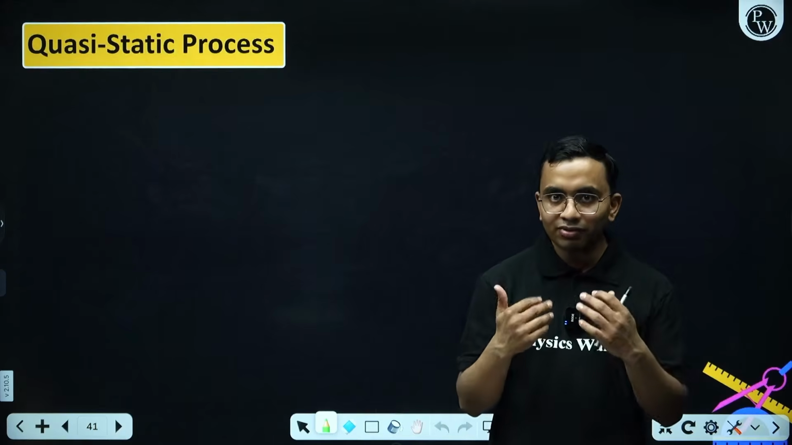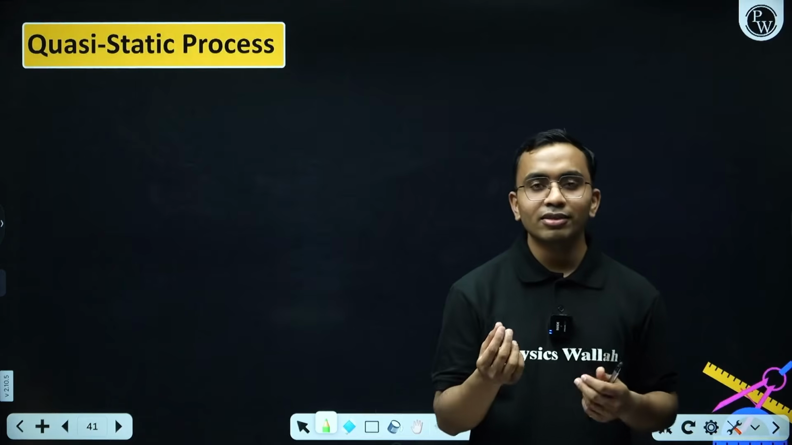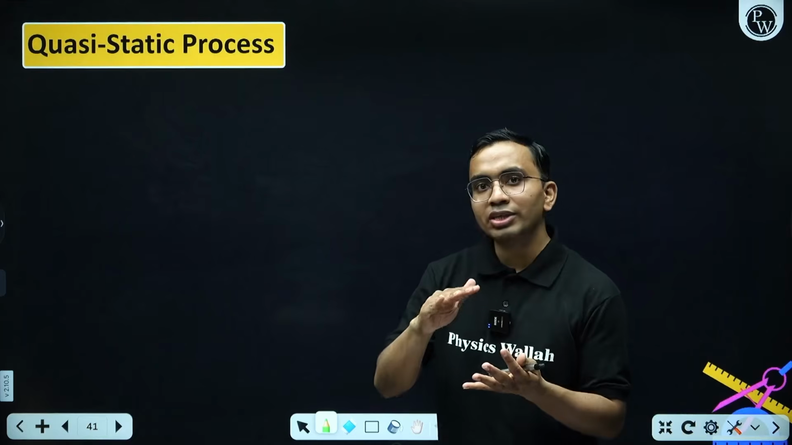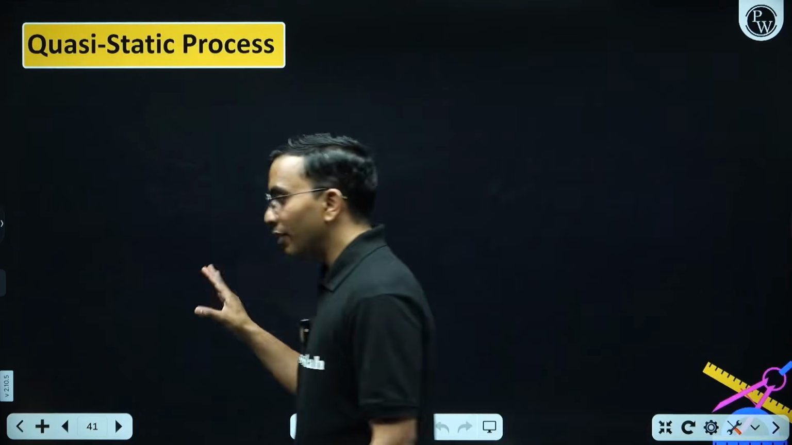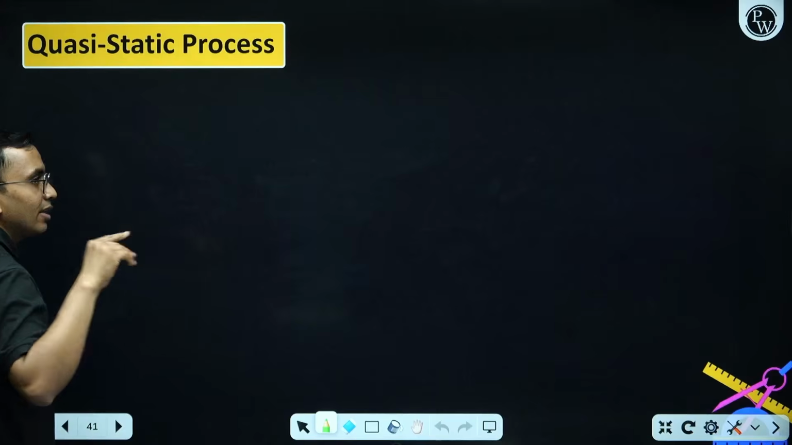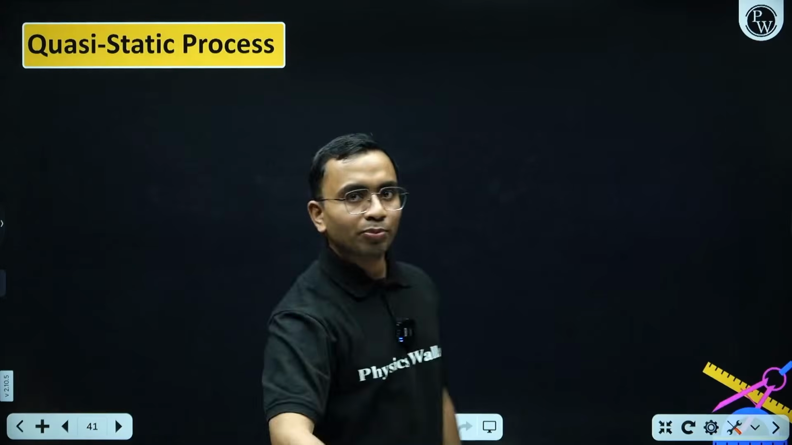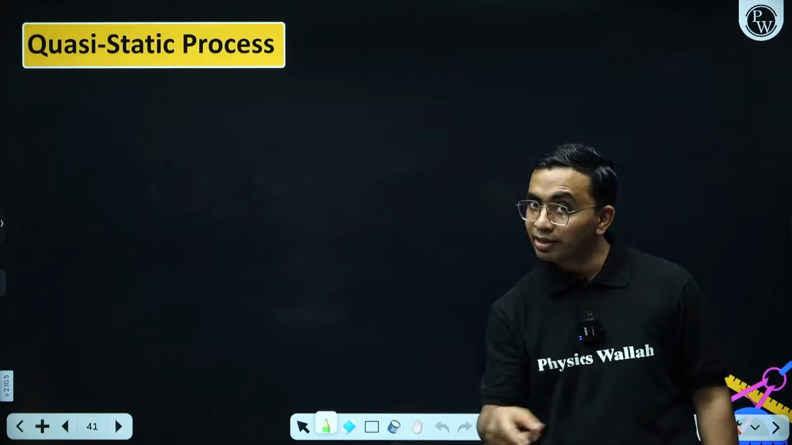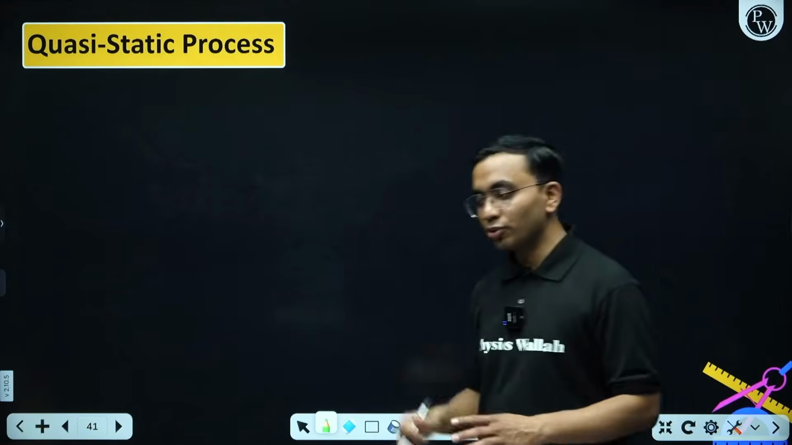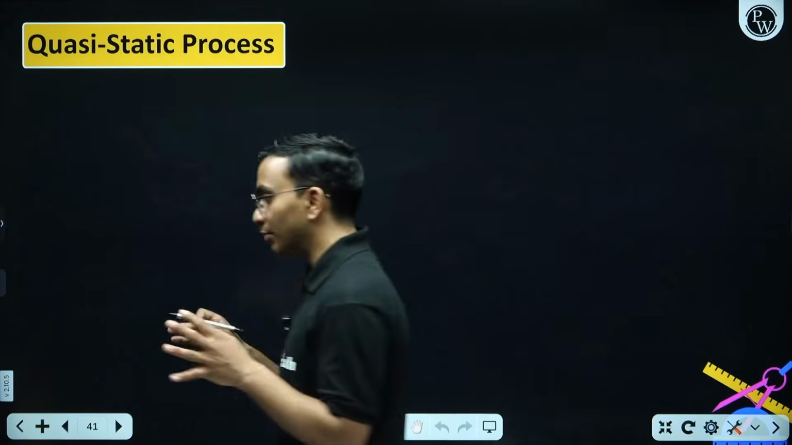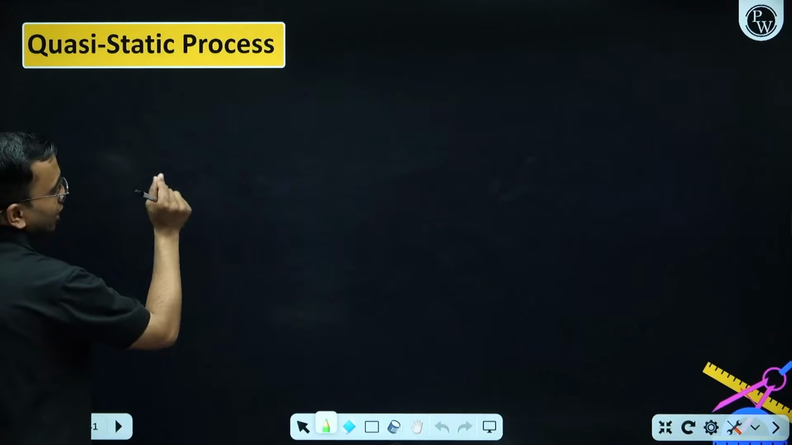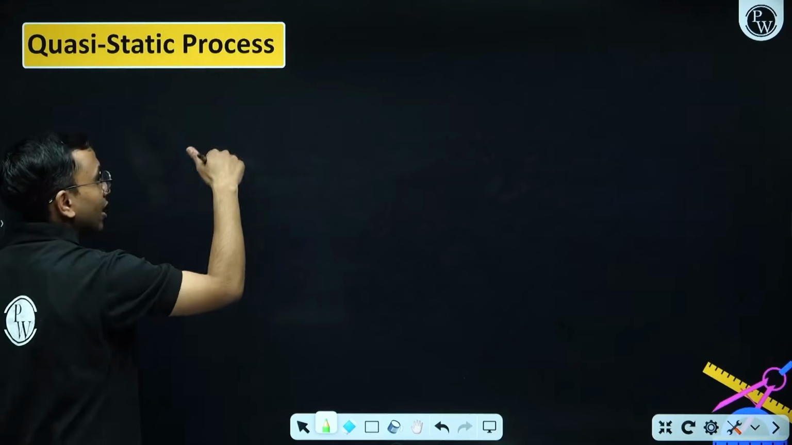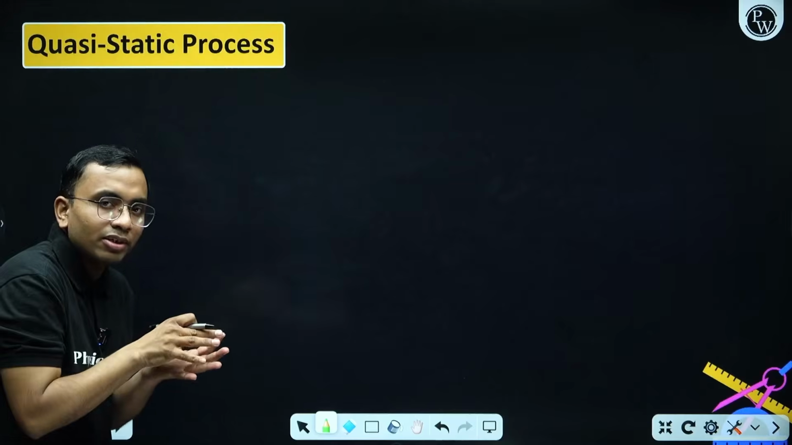But the process that we will be discussing will be a quasi-static process. Quasi-static process means we are making the change very slowly. At each point there is an equilibrium state. The pressure at all points inside the container is the same, or the temperature at all points inside the container is the same. So this type of process we call a quasi-static process. At each step there is equilibrium.